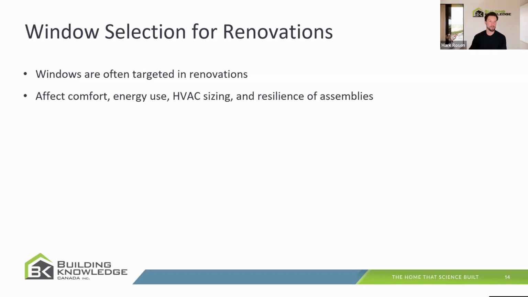And of course, the resiliency of assemblies. There are many, many stories we've heard, I'm sure, all of us, about renovation projects where you take out the old windows and discover that the wall is now significantly damaged because of the way the window was installed in the first place. What can we do about that? How can we avoid that sort of scenario as we move forward?